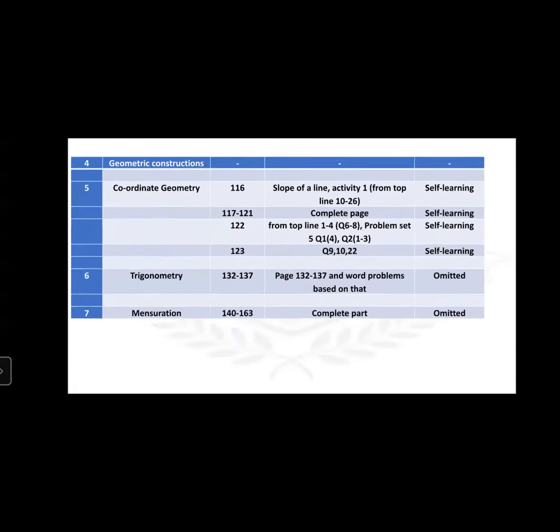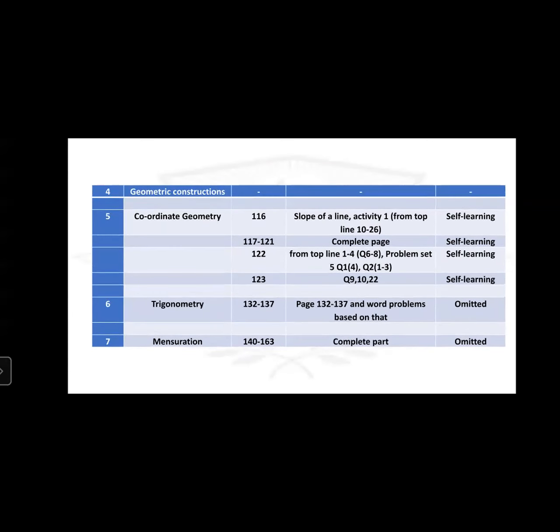Now next, the fourth chapter is geometric construction. Nothing is omitted from this chapter. Now next is coordinate geometry. The next topic, slope of line, is omitted, and a few questions from the problem set are also omitted.